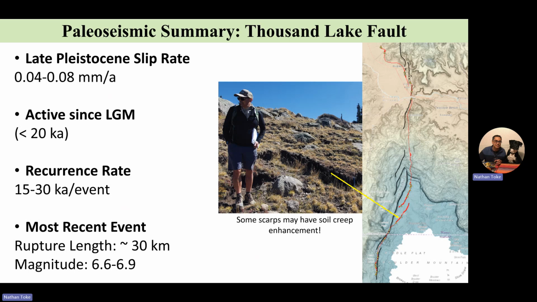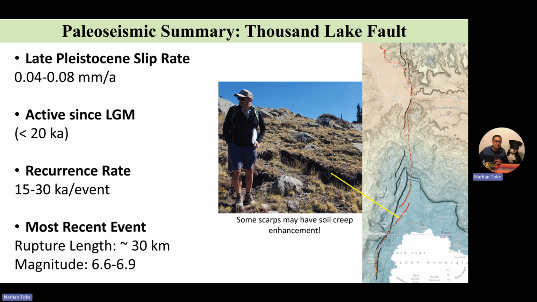And I'll just add one other thing: some of those scarps that we see up on the top of the mountain look extremely fresh. And they may be enhanced during wet years by periglacial soil creep processes along these steep escarpments up there. And so we saw evidence of this when we went up there this past year, where there was soil creep going on right within the heart of the escarpment.